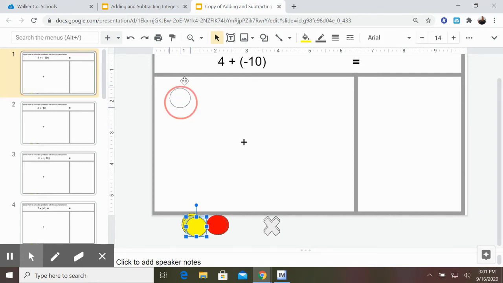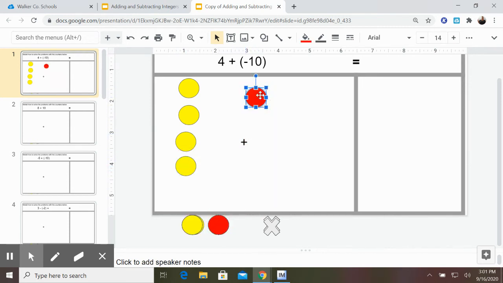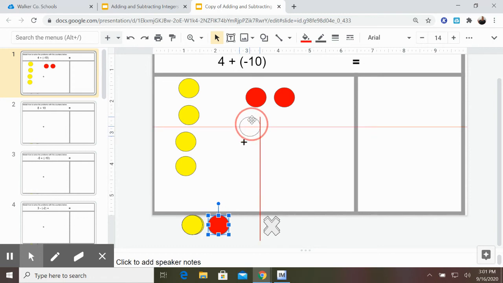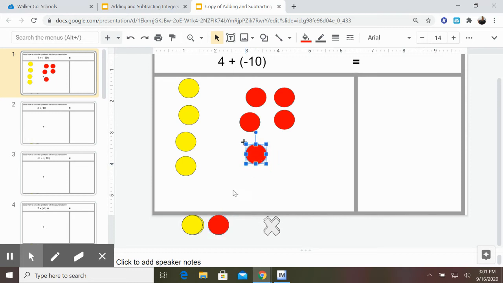I'm going to do it just like I would have done my counters on my mat. 1, 2, 3, 4, and then it says plus negative 10. So I'm going to need 10 of these. 1, 2, 3, 4, 5, 6, 7, 8, 9, 10. Okay, so let me check.